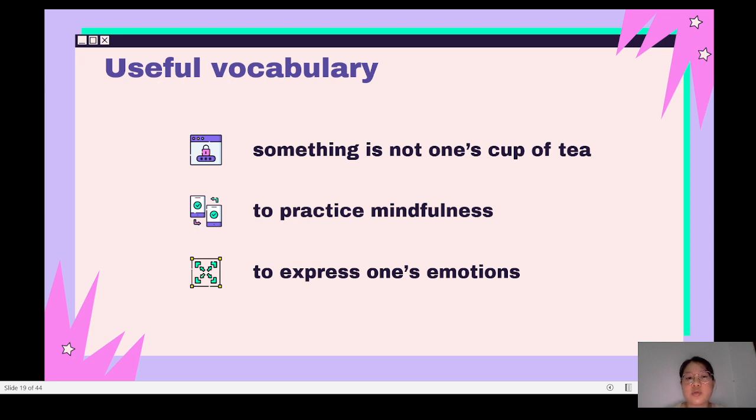It means that you don't like doing that activity or that you don't love something. And to practice mindfulness is that you practice your mental health, your emotion, and your feelings, and so on. It's different from physical health. And the phrase expresses one's emotions.